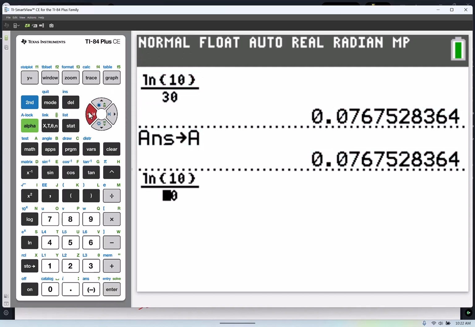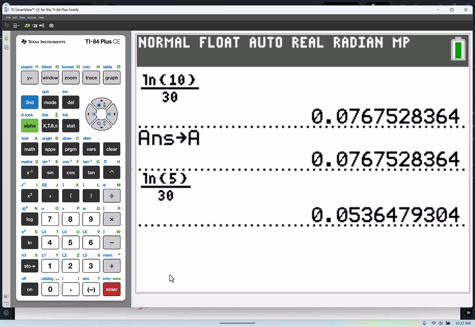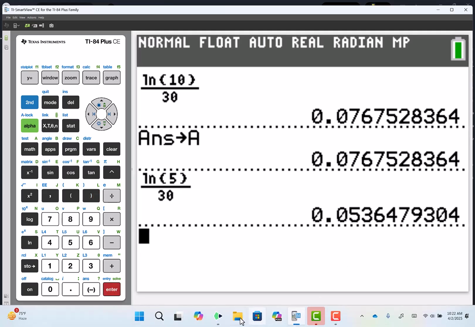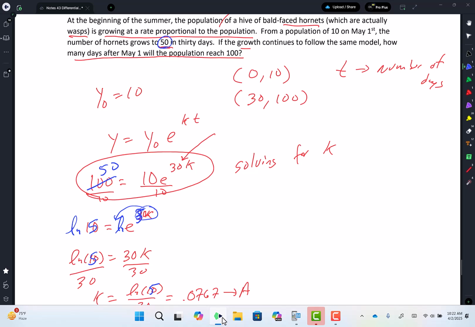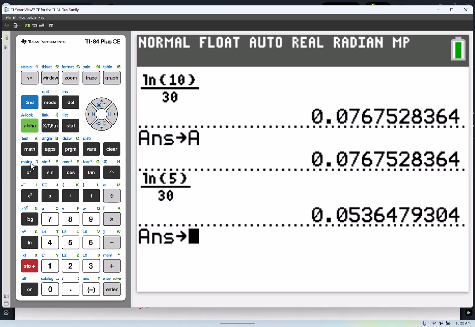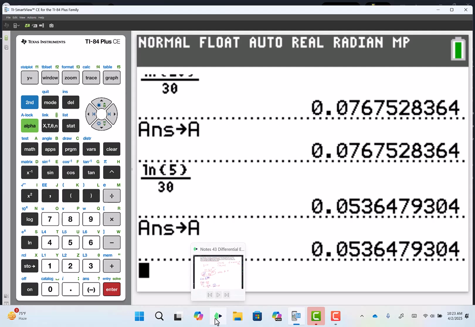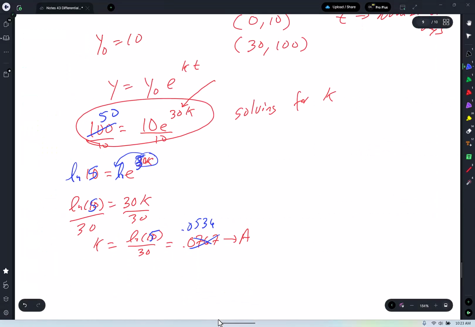ln of 5, because then I would have been faking a little bit when we would have done it the other way around. ln of 5 divided by 30, because it grows to 30. So there it is, 0.0536. So let me change that. 0.0536. Store that to A. Store alpha A. Okay. All right, now we got it. Everything's under control. We got everything correct now.